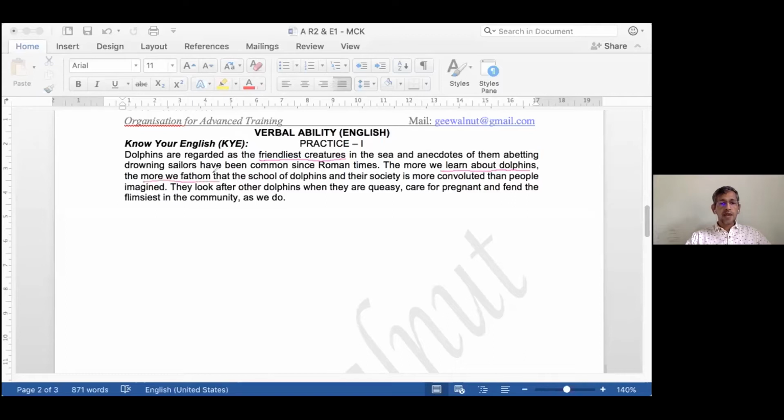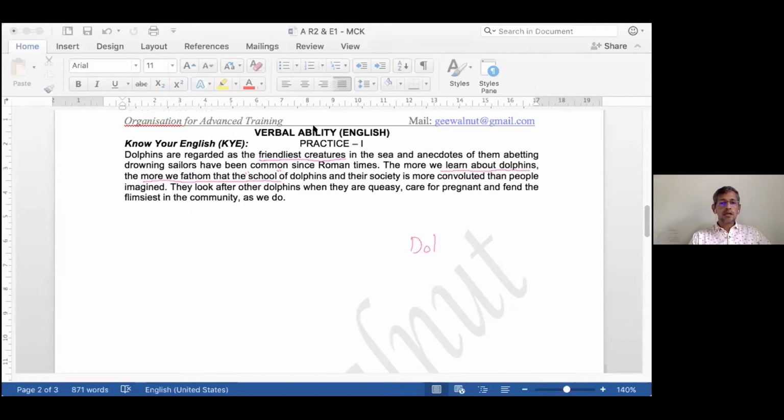The more we fathom that the school of dolphins. What do you mean by the school of dolphins? School. Any idea what is the school of dolphins? I think we have discussed that last week when we had verbal analogy. Dolphin and school, what's the connection? Yeah, I see the answers in the chat box. It's a collective noun. That's right. The group of dolphins is known as a school.